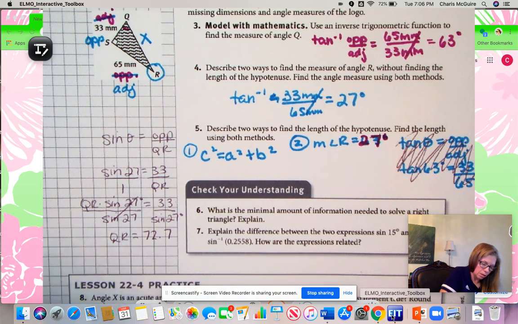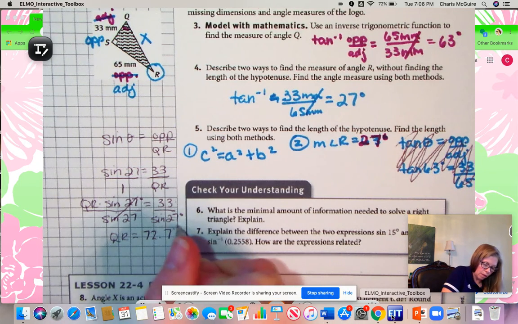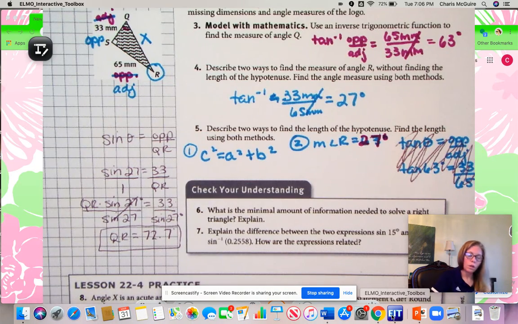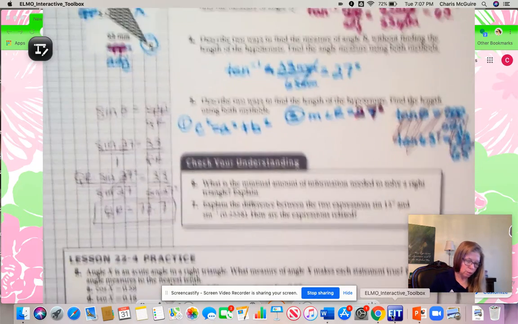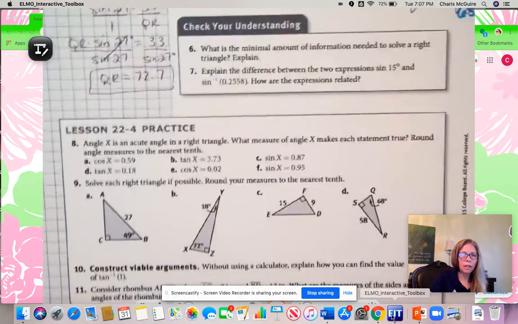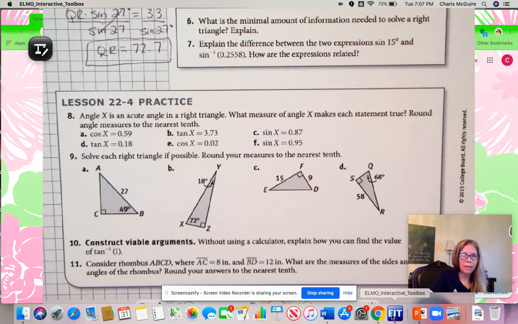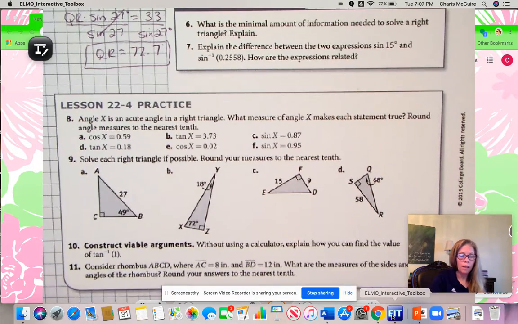All right, my dears. There you have it, solving right triangles using inverse trig functions and trig functions. I am assigning you homework, and it's basically problems down here. So go online, you can do your work here, and then put your answers into the assessment that I'll give you. All right, have a great day.